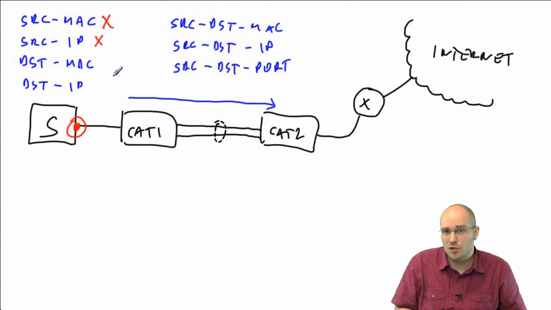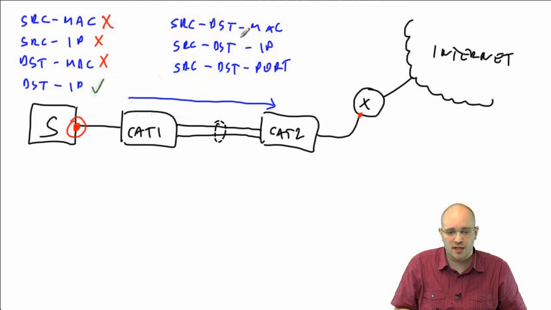What about the destination MAC address? What is going to be the destination MAC address for all of our traffic? Well, it is going to be our router here. So destination MAC address is not a good choice. What about the destination IP address? Well, a large number of hosts on the internet. Destination IP address seems to be a good load balancing choice here.